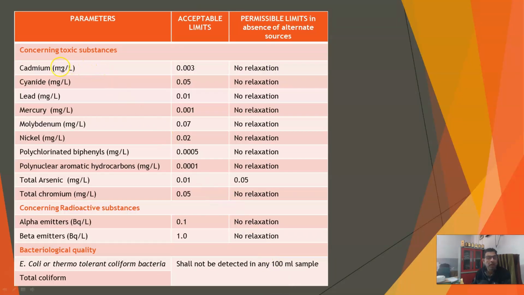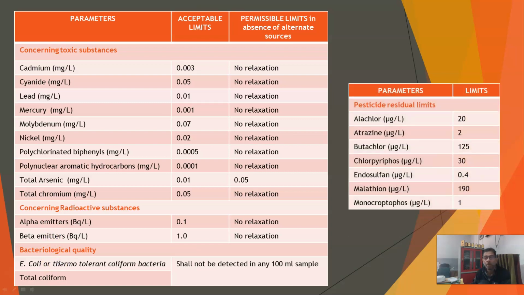And then there are so many toxic substances, heavy metals like cadmium, cyanide, lead, mercury, molybdenum, nickel, and then also you'll find some radioactive substances. Then bacteriological quality also we measure while determining the water quality standard of the particular water.